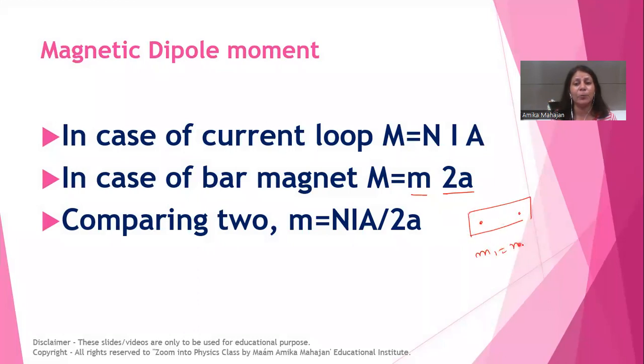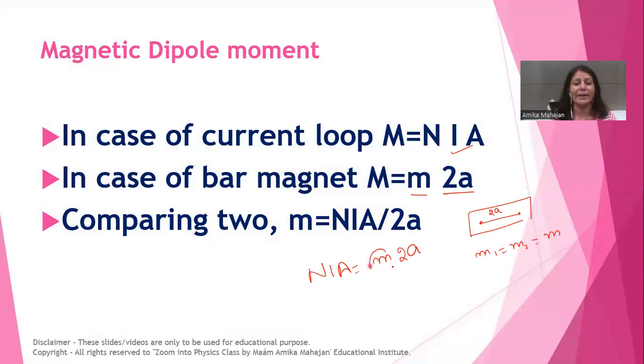M1 equal to M2, let it is M. And 2A is dipole length or magnetic length. So, dipole moment was small m into 2A. If I compare these two equations, then NIA equal to M into 2A. Now in this, capital A denotes area of the loop. 2A denotes distance between two poles of the bar magnet.